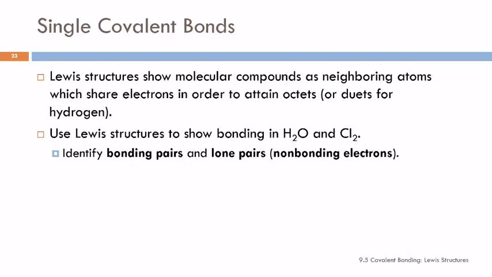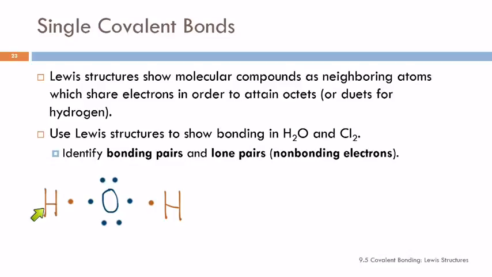So water is H2O. So we've got oxygen, and how many valence electrons does oxygen have? 6. So there's 6 valence electrons. And then we've got 2 hydrogens, so I'll put one over here and one over here. And how many valence electrons does hydrogen have? 1. So these are both nonmetals, and so there's not going to be a transfer of electrons. They're going to share electrons to get 8.